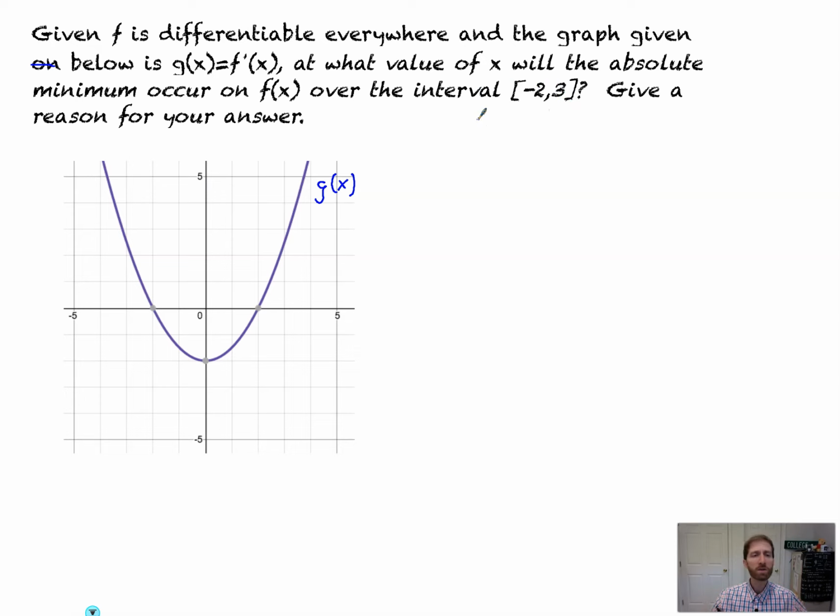Okay, this one's a little bit tougher, but first of all, there's a little misdirection here. g of x is f prime. So I gave you the graph of f prime, right? Don't let that fool you. It's the graph of f prime. We want to know where the absolute minimum occurs.